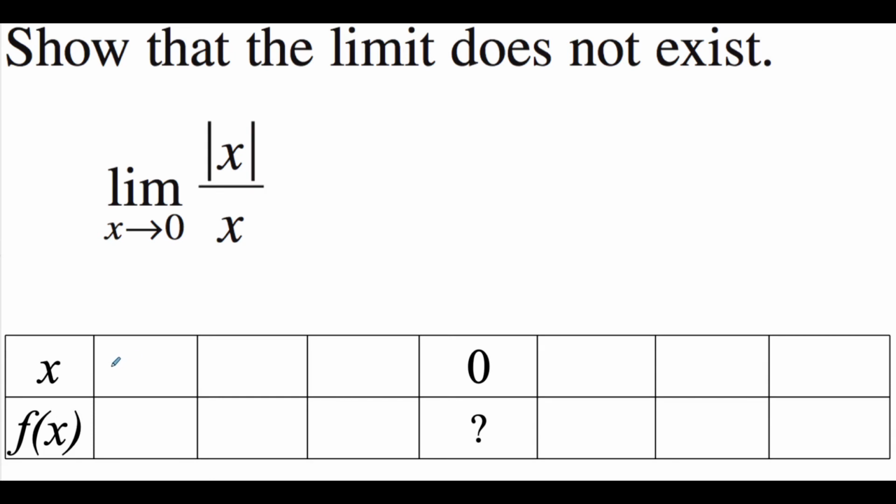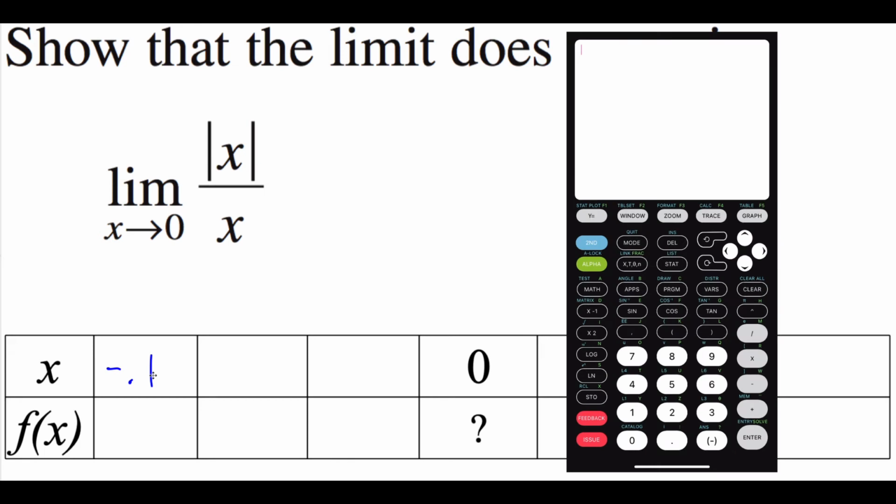So on the left-hand side, I'm going to start with negative 0.1. I want to start with a number that's close to 0, but I'm going to gradually work closer and closer to 0. I'm going to use my calculator here. So I'm going to store negative 0.1 as my x value, and when I plug that in, I get negative 1 as my answer. Then I want to move gradually closer to 0, so I'm going to do negative 0.01 and store that as my x value. And when I plug that in, again, I get negative 1. And then I want to move even closer to 0, so negative 0.001. If I store that as my x value and then plug it in, I get negative 1 again.